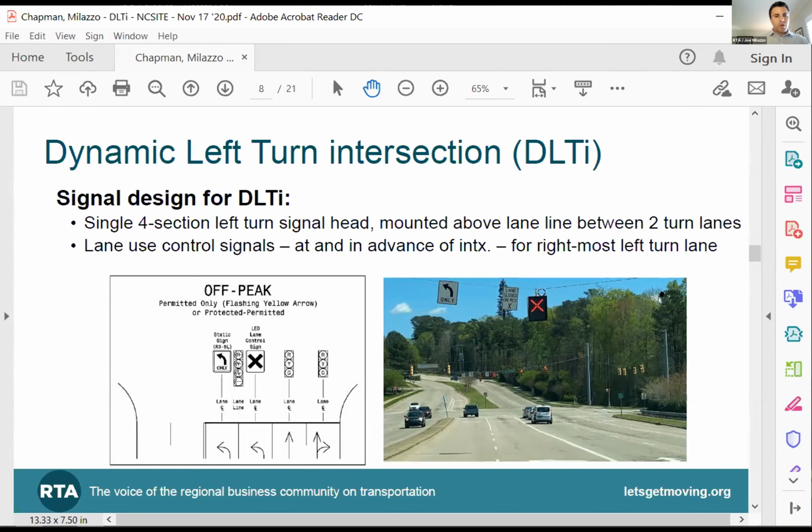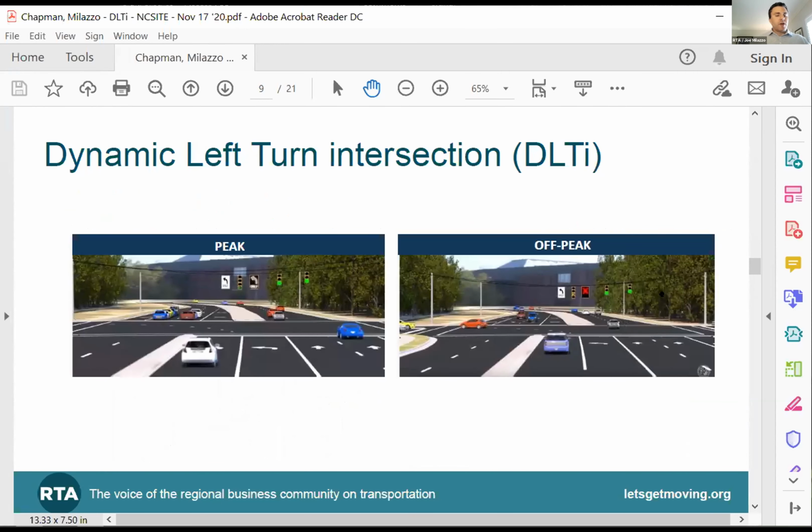This graphic here is just another one. It again shows a graphic you've seen earlier, but it shows the comparison, driver's eye view, simulation type, dual left for peak period on the left, and on the right side, the off peak.